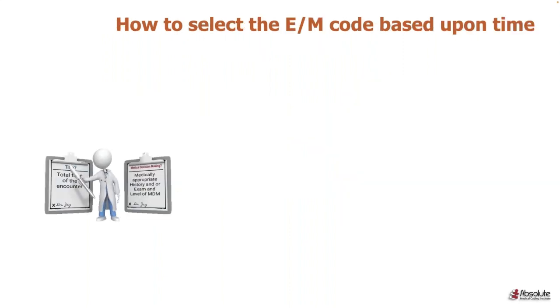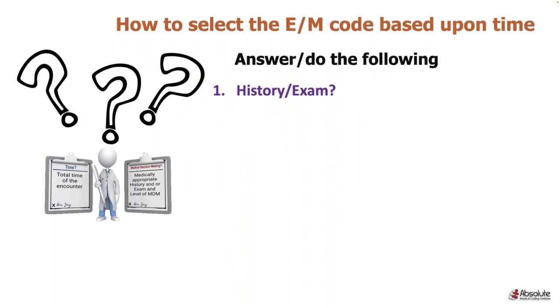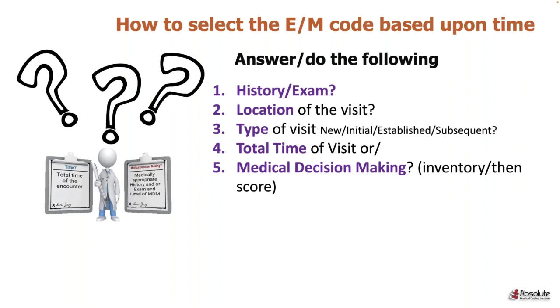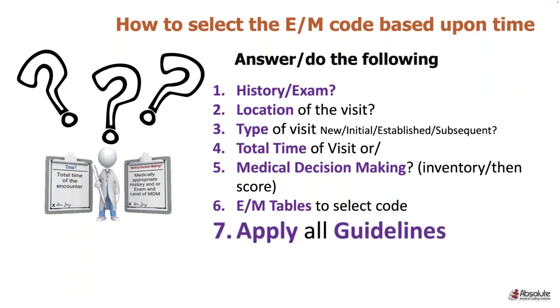And finally, what we're looking for whenever we're selecting the level of service. This will come into play as well. You'll need to answer the question: is it a history or exam? What is the location of the visit? Not the physical location all the time, but the location in the manual. The type of visit: is it new, initial, established, or subsequent? What is the total time of the visit? This is going to be huge. Also, medical decision making. And the E&M tables, go ahead and use them. And finally, don't forget to apply all guidelines.